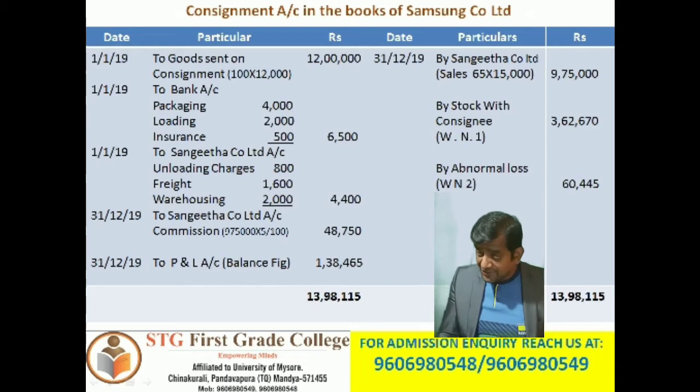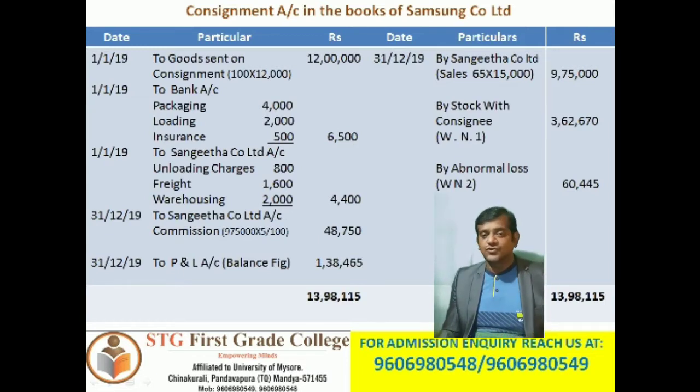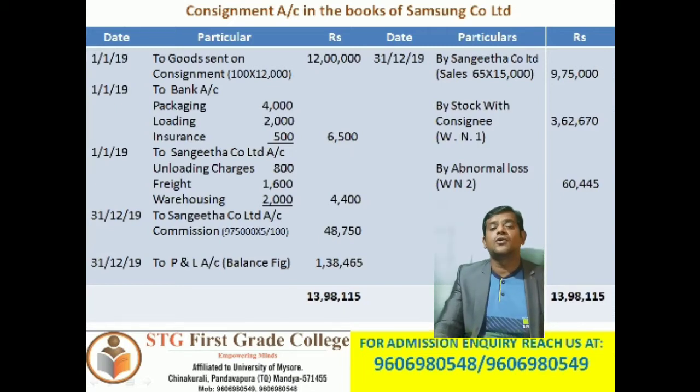Clear? So now we have to calculate closing stock. We know the closing stock, but we don't know the value of closing stock, because the problem only said 65 mobiles sold and 30 mobiles left with the consignee. So 65 plus 30, 95, and 5 mobiles have been damaged. So to find out the value of closing stock, we are supposed to do a working note, and at the same time whether we have abnormal loss or abnormal profit or abnormal gain, we have to check with the working note itself. So let us move on to the working note to know the abnormal loss and closing stock.